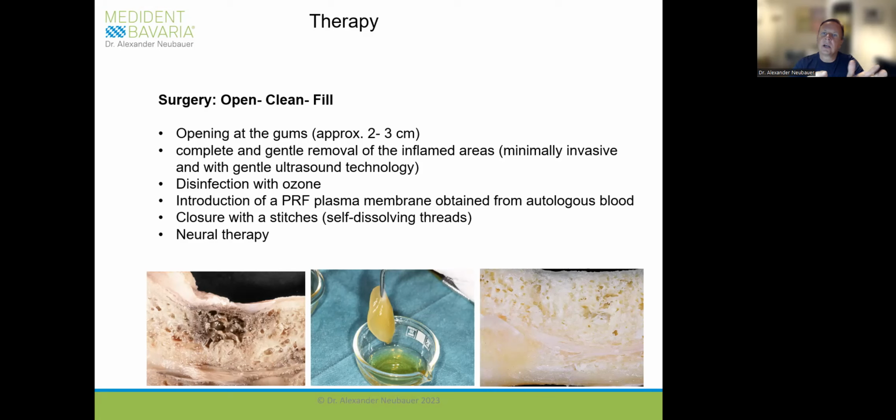And now the body has the chance, like you see on the right picture, to create new healthy bone where the former cavitation has been. Directly after the surgery, we also use neural therapy, which is 3 injections in the surgery area, which also helps with better healing and is very effective in avoiding scars, you can say.